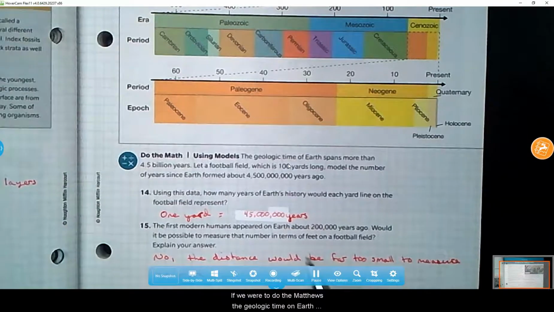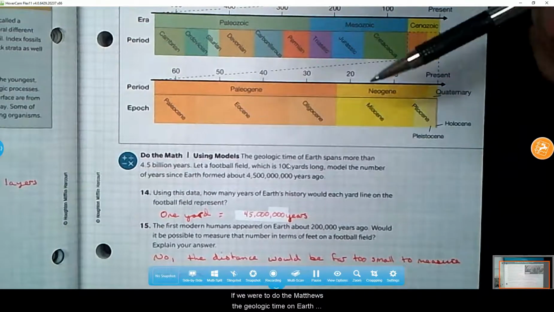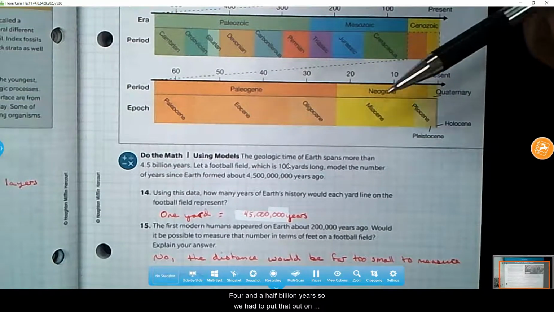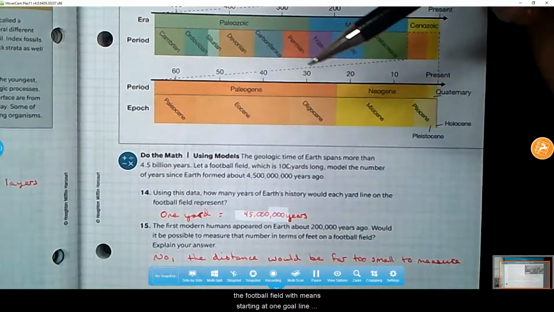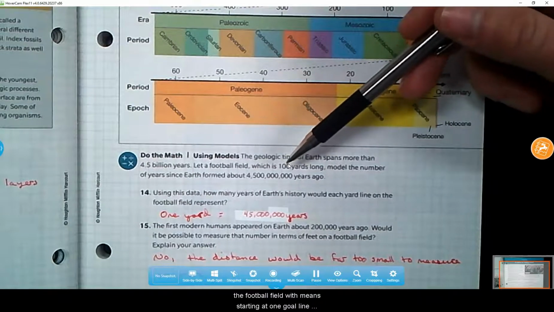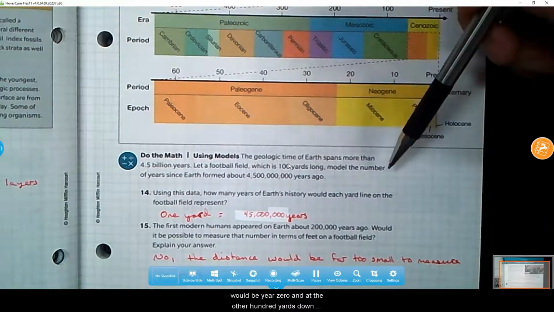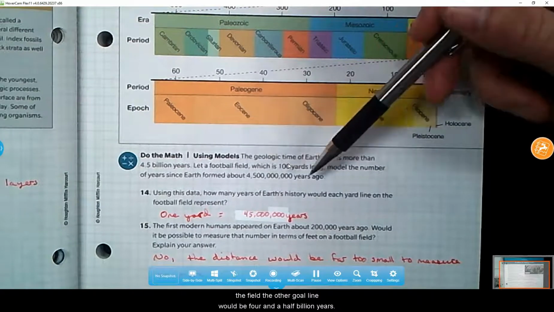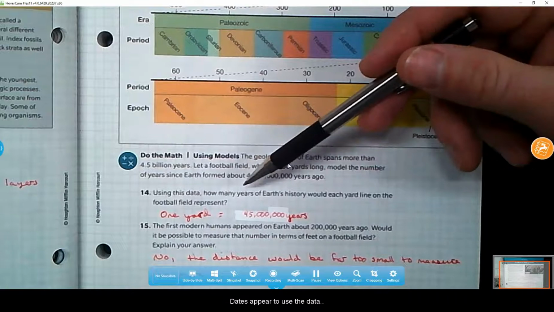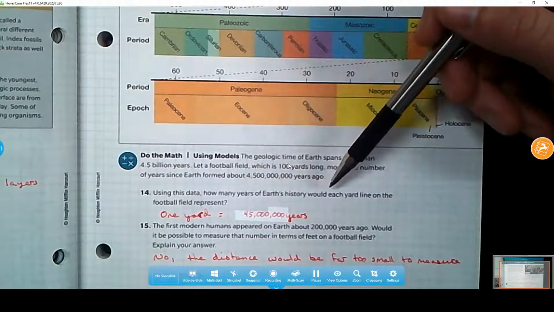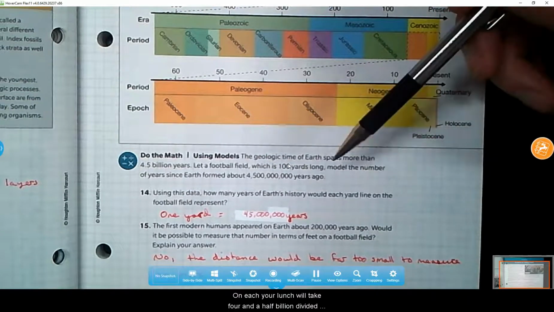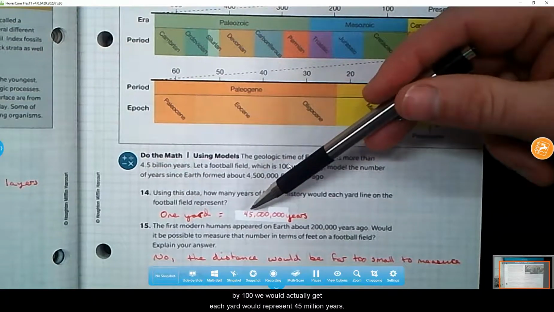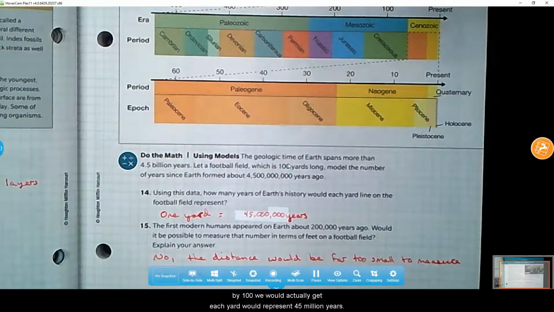So, if we were to do the math here, the geologic time on Earth spans more than 4.5 billion years. If we were to put that out on a football field, starting at one goal line would be year 0, and at the other goal line, 100 yards down the field, would be 4.5 billion years later. So if we take 4.5 billion divided by 100, each yard would represent 45 million years.